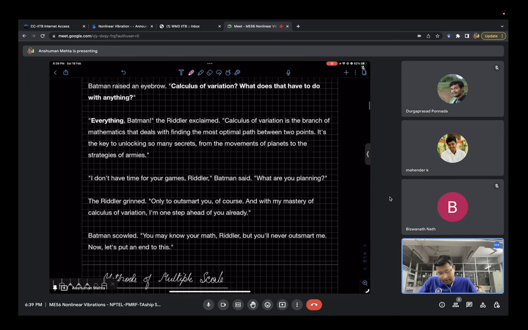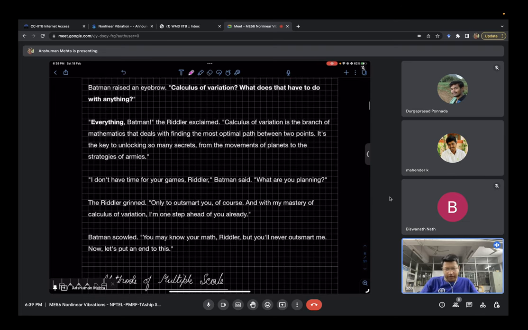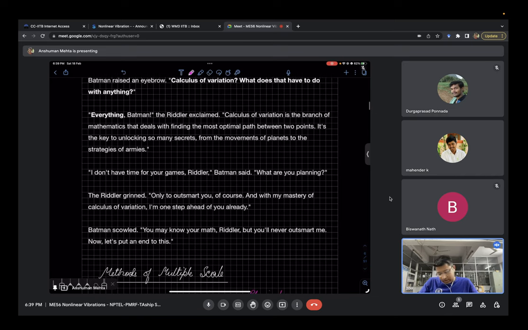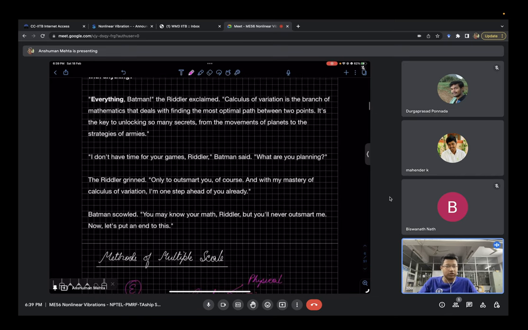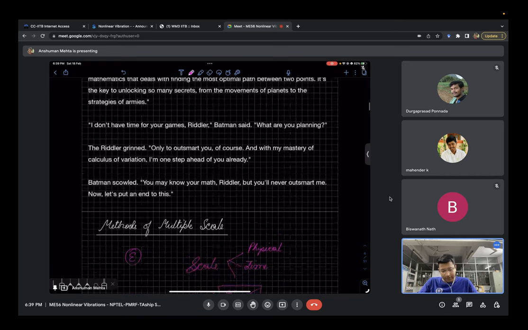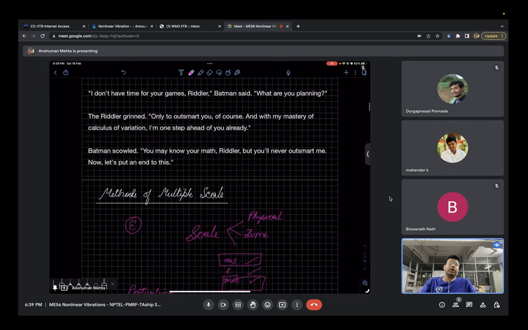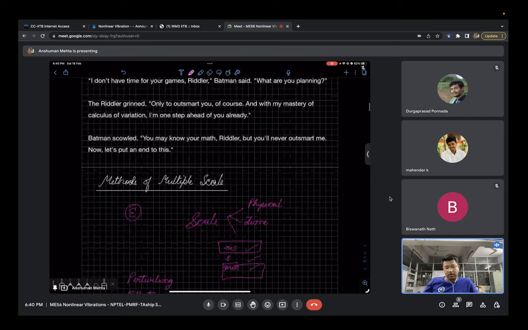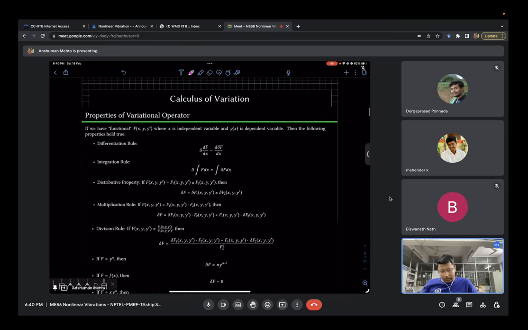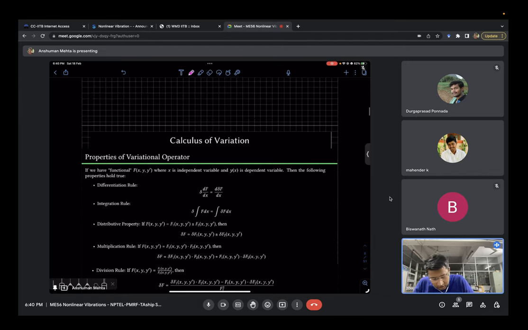Now Batman says, I don't have time for your games. So what are you planning? The Riddler says, I just want to outsmart you, I have some riddles, you just solve them. Now, this calculus of variation is also used in Hamilton's principle, so we will be requiring all these things again. So let's see what calculus of variation means. It actually has something called the delta operator.